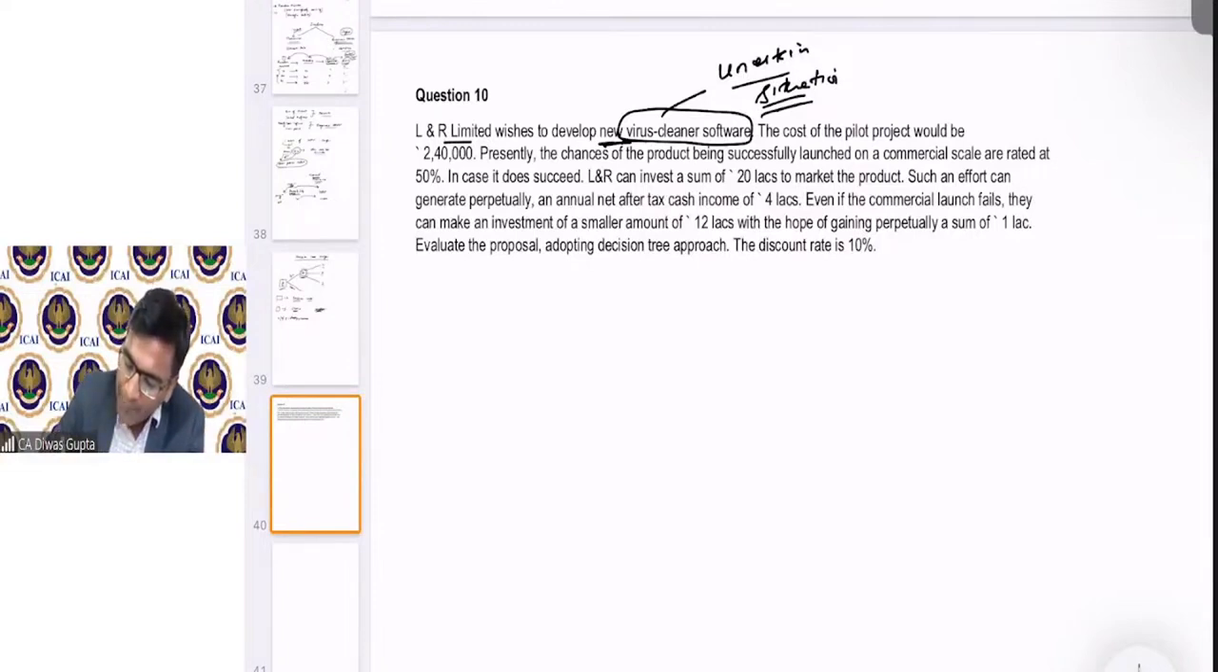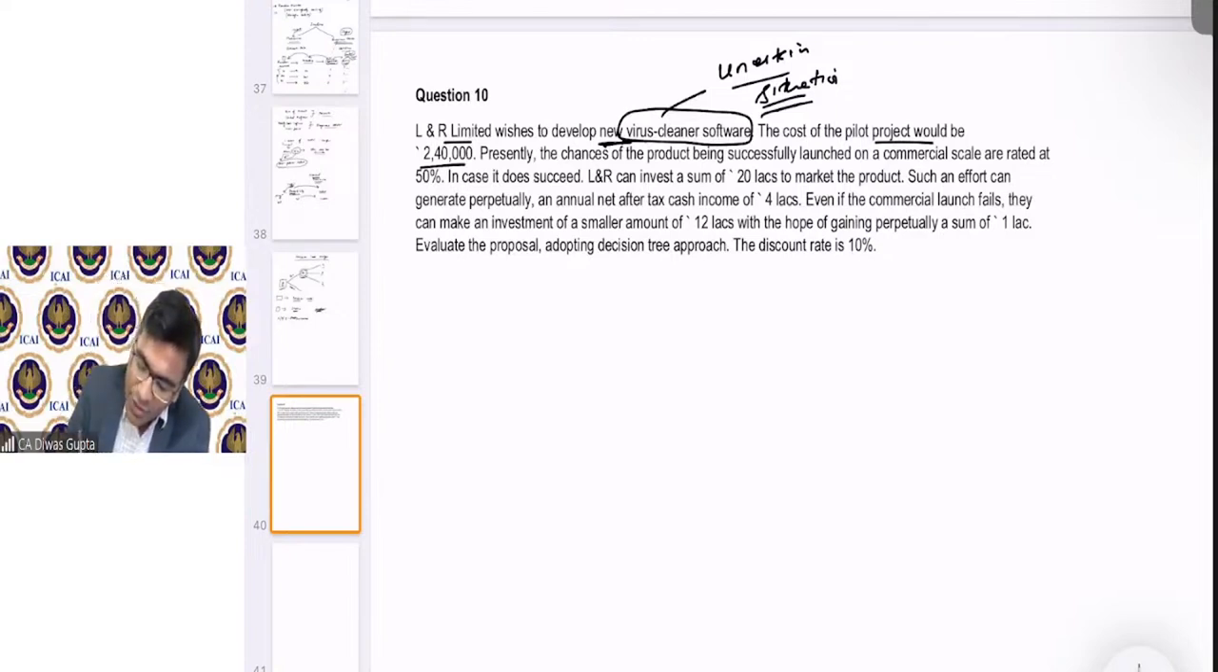The cost of the pilot project would be 2,40,000. They are also making it clear that we are doing one pilot. Pilot means a small project, not for the overall level. We are doing a small project, and the cost of that small project will be 2,40,000. And then we decide later on whether to roll it out or not.